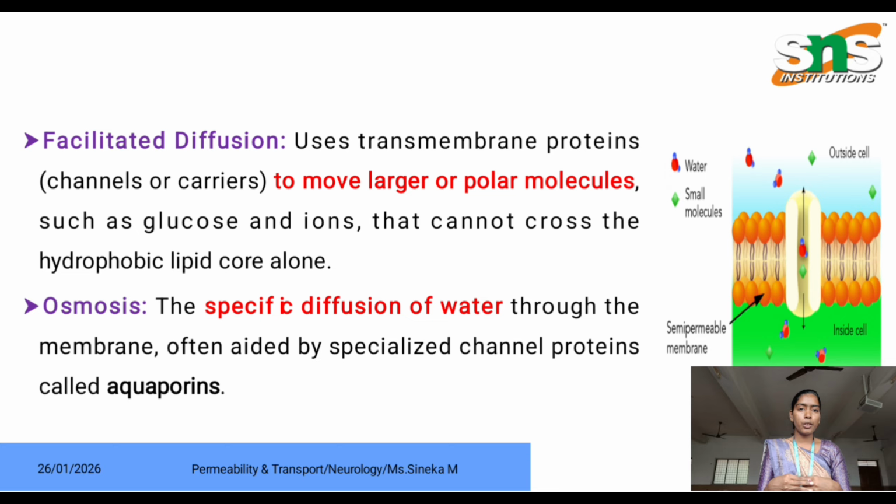Next is osmosis, the specific diffusion of water. Diffusion is for molecules, ions and others. Osmosis is specifically for water transport. It is the specific diffusion of water through the membrane, often aided by specialized channel proteins called aquaporins. Aqua means water, porins means proteins, so it will allow the water molecules to enter into the cell.